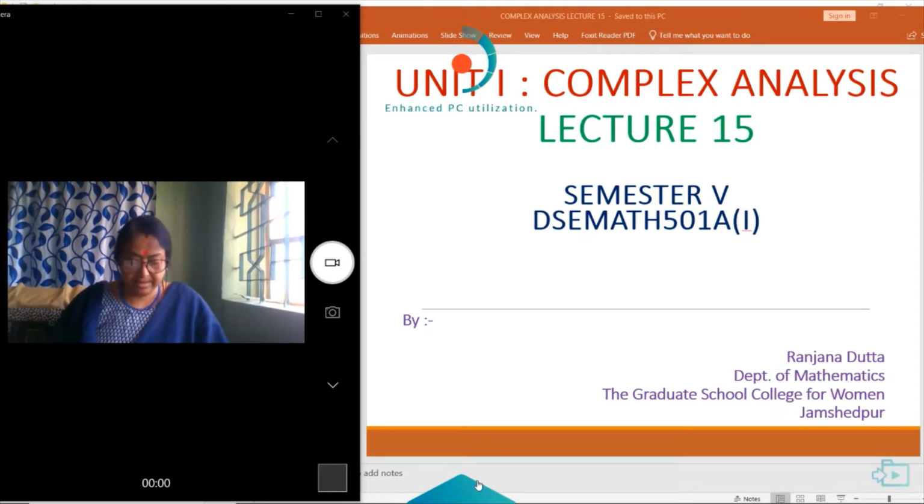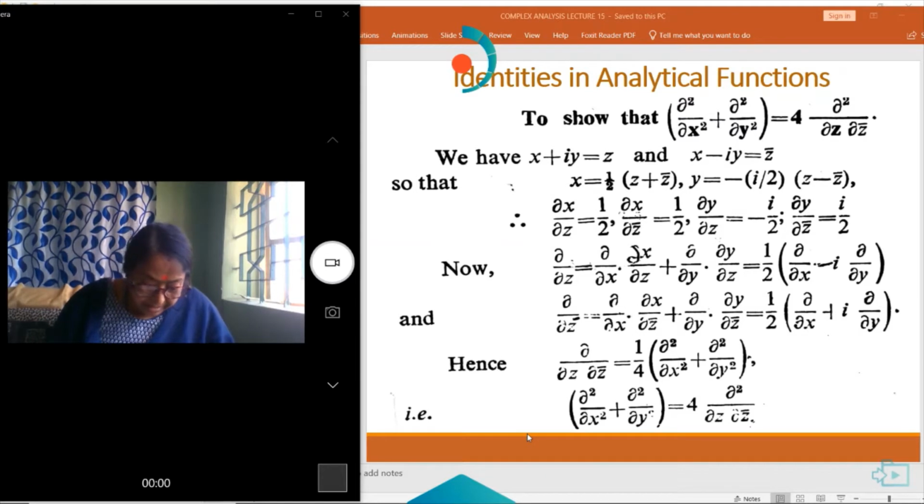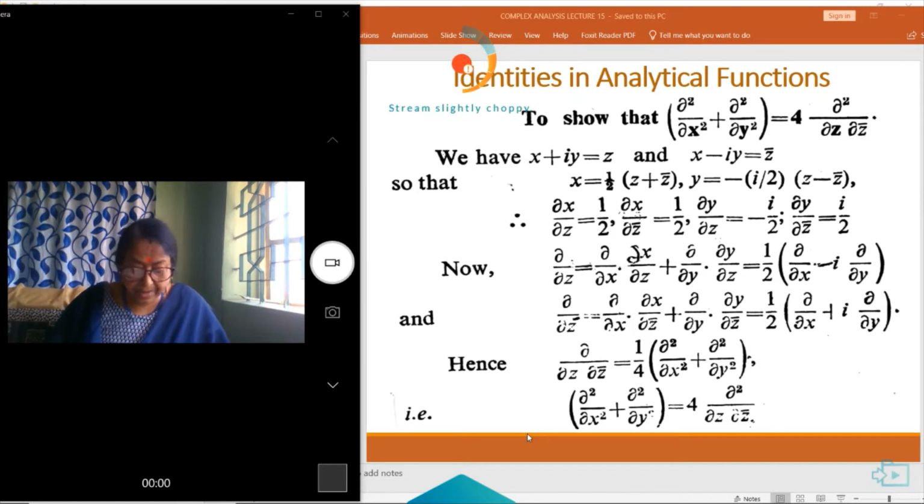Today, we will discuss some identities of analytic function. To show that del square by del x square plus del square by del y square is equal to 4 times del square by del z del z bar. Here, take z is equal to x plus iy and z bar is equal to x minus iy.